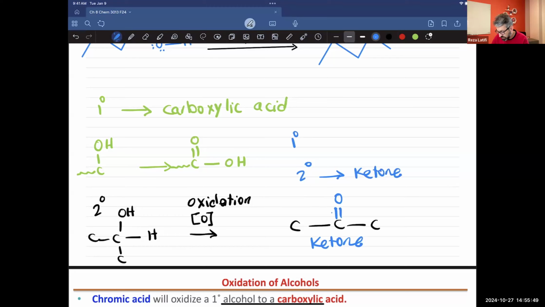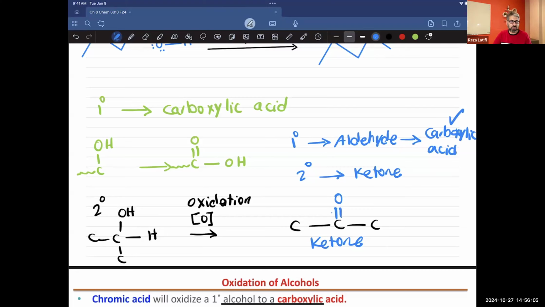And primary alcohol, first it will turn to aldehyde, but it's not going to stop there. At the end, it will turn to carboxylic acid. So this is going to be the final product for it.